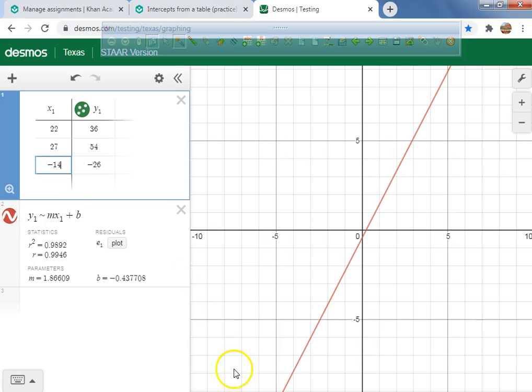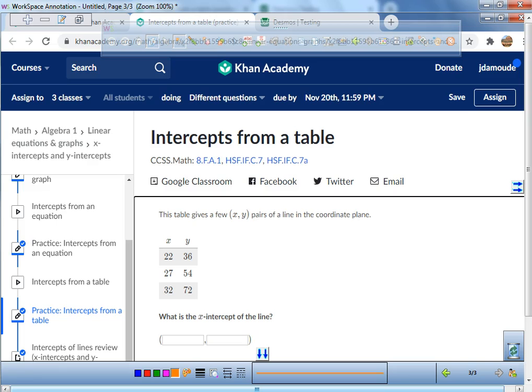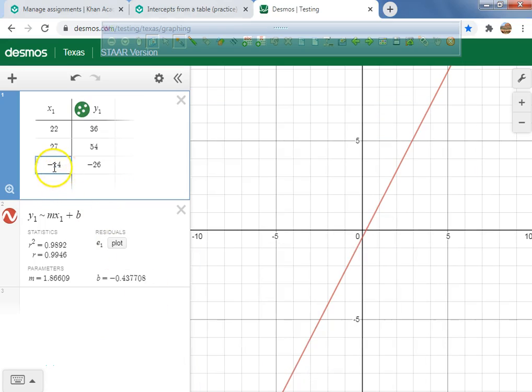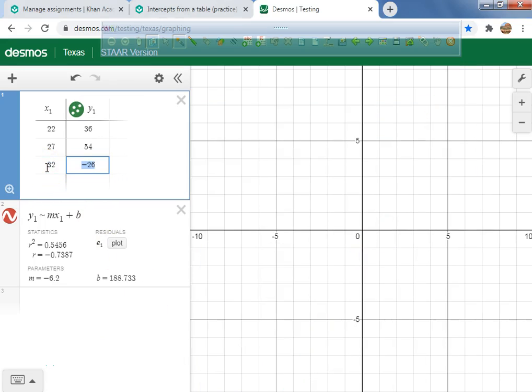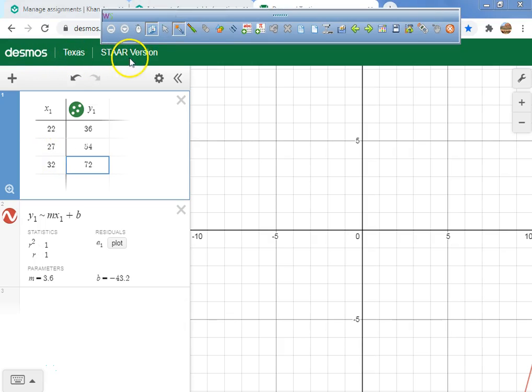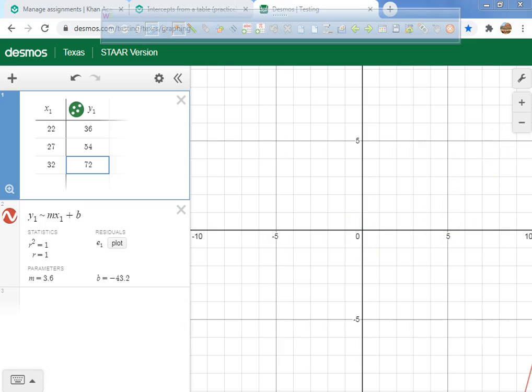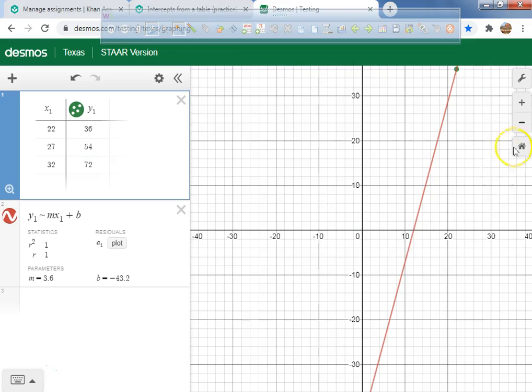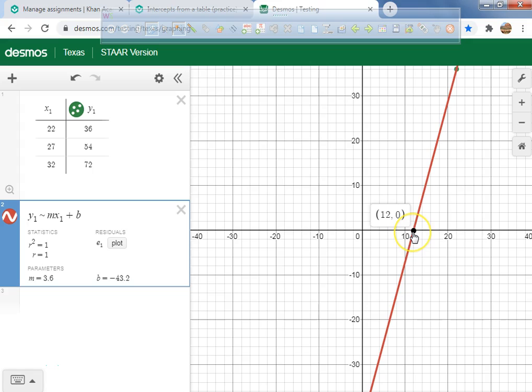And then what was the last one? Let's take a good look at it. It was a 32 and a 72. All right, 32 and a 72. Now you'll notice I am using what this thing's called Desmos Texas Star version. So this is the actual version to be allowed to use on the test. Can you guys see where the y-intercept is right there? Negative 43.2. But if I want to find the x-intercept, all I got to do is zoom out. And where's my x-intercept? Boom.